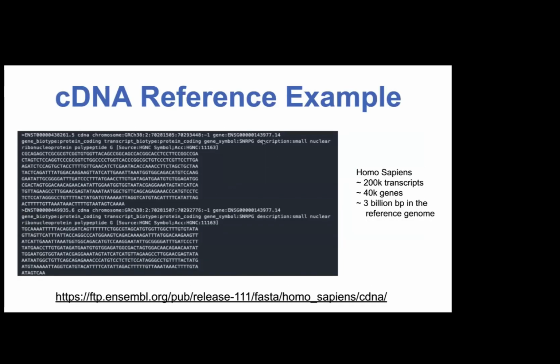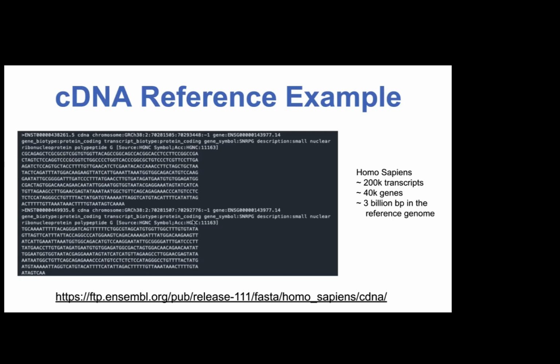Okay, so this is the cDNA reference example that I was talking about. So these are two transcripts that we can see here. This ENST is the Ensembl transcript ID, and it also tells us what gene it's from, and then also the reference genome. So this is for human 38, this is the assembly, and so on.